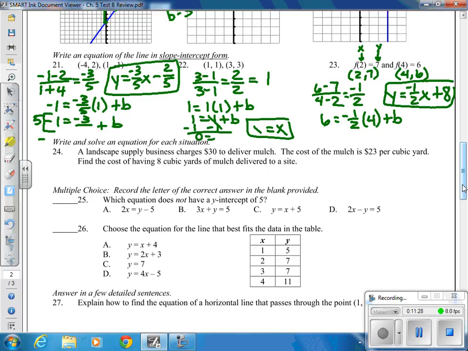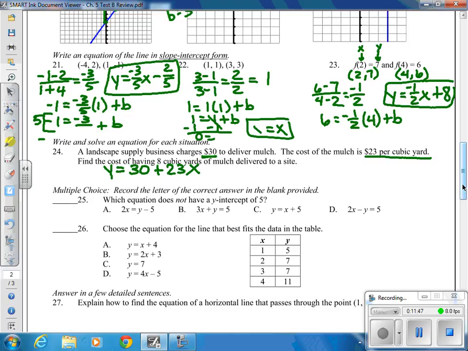Well, before you can use the 8, you have to use the $30 standard fee and the $23 per cubic yard. But in this case, we don't know how many cubic yards until we do the next part of the problem. So the first thing you want to write is the equation. Y equals, you have to pay $30 for them to deliver it, plus $23 per cubic yard.